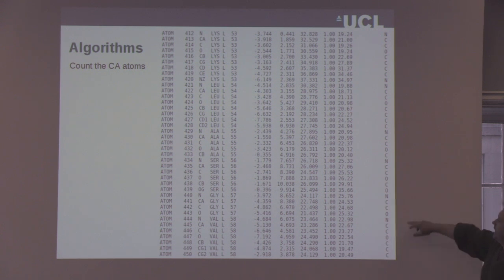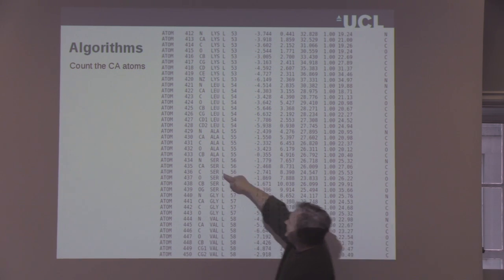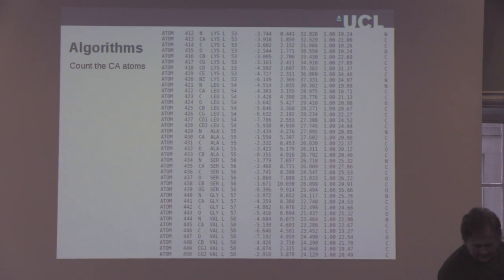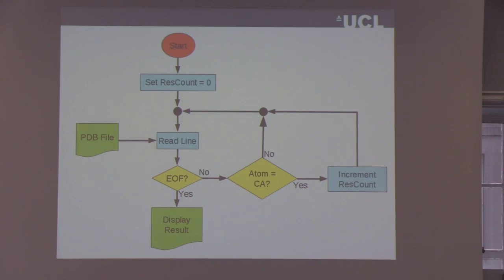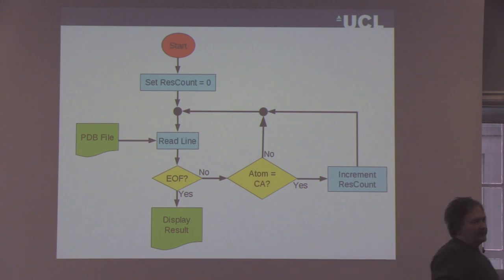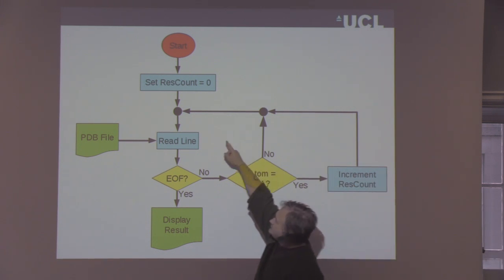And then this is just the element type, so C or carbon, nitrogen, and oxygen mostly here. So what we're interested in is just how many occurrences of Ca there are in here. So here's a flowchart of an algorithm for doing that. So we start up the top, and we need some sort of counter to count how many residues there are. So we'll set that to 0.